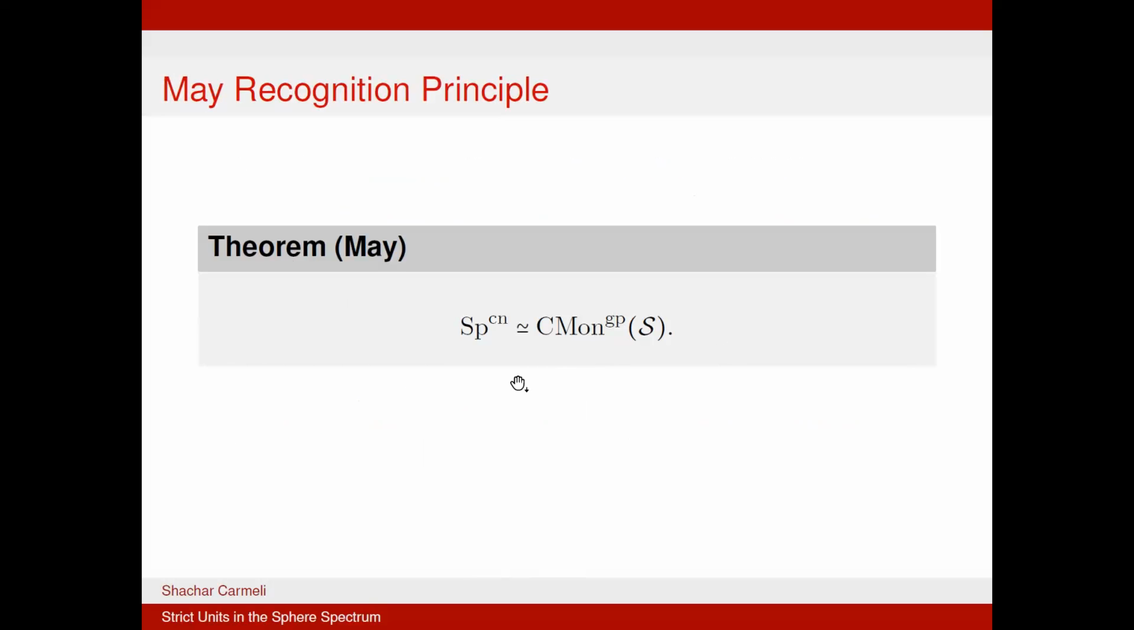And then there is the May recognition principle, which tells us that those two things are the same. So this classical homotopy theoretic definition of spectra has a full subcategory of connective spectra, which we can algebraically define as commutative monoids with the property that they are like groups. So we can think of connective spectra, or maybe more generally spectra, as a higher categorical or homotopy theoretic analog of abelian groups, where we want to do higher algebra.